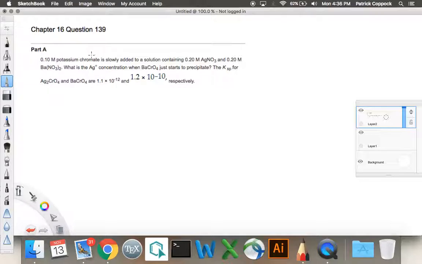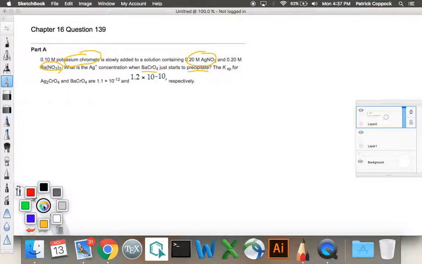All right, so I'm going to be adding some potassium chromate to a solution containing silver nitrate and barium nitrate. And it looks like I'm going to get a precipitate, and the precipitate is this. But then it tells me I've got a Ksp.